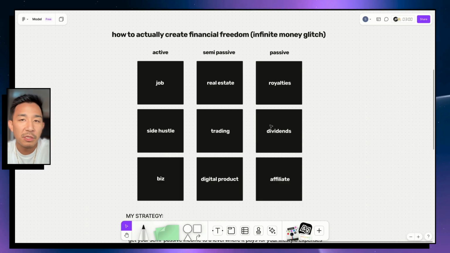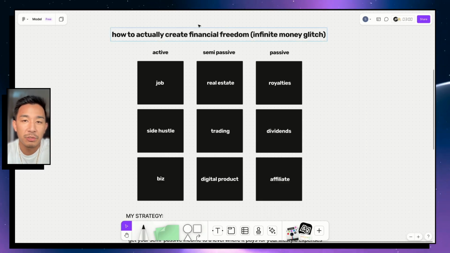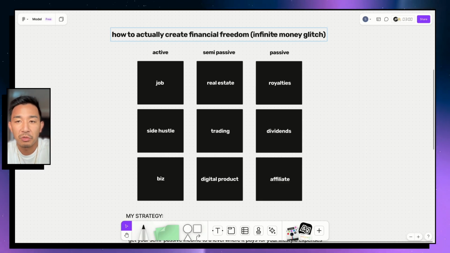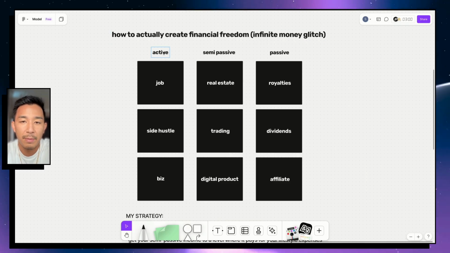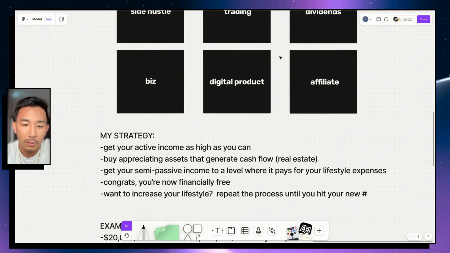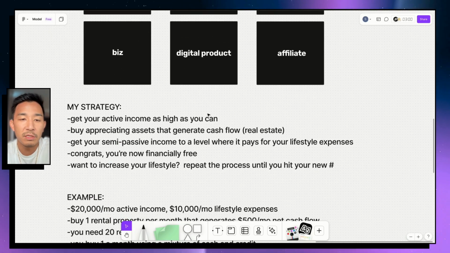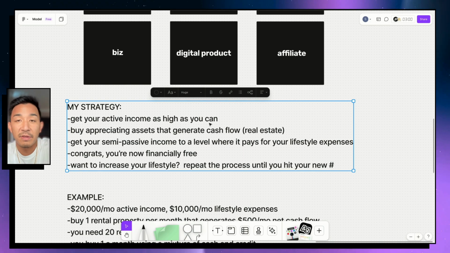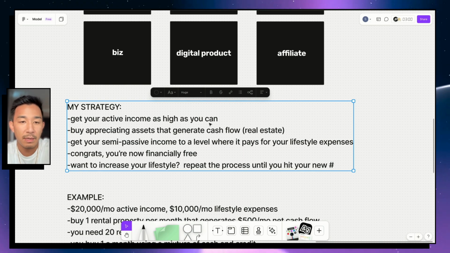So what is my strategy to actually create financial freedom and this infinite money glitch, if we're considering all these buckets of income: active, semi-passive, and passive income? Well, my strategy is right here. You need to first get your active income as high as you can, okay? The higher the better, obviously, because then we can put that into these semi-passive and passive income sources.